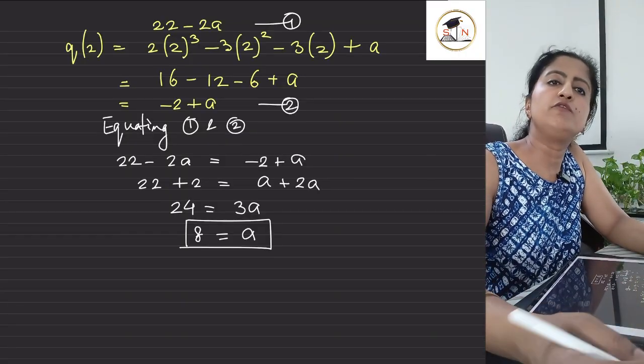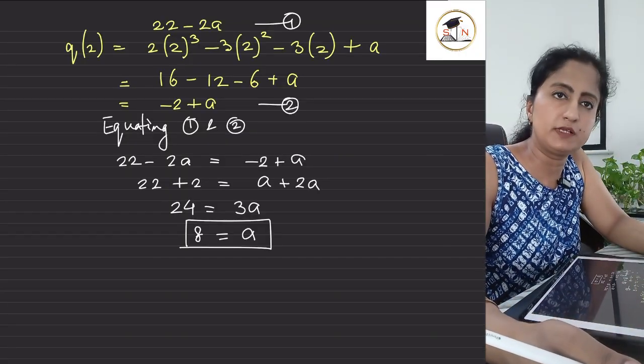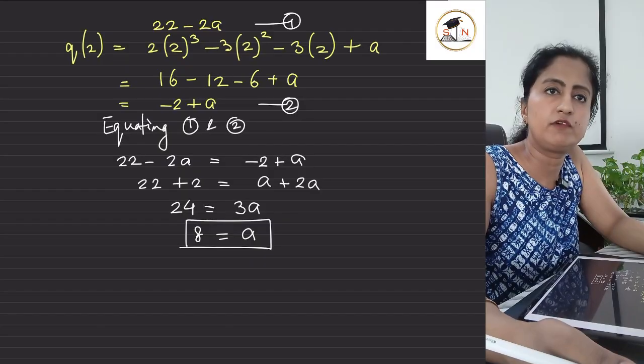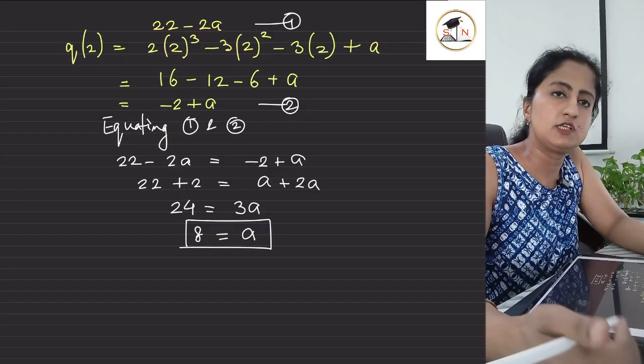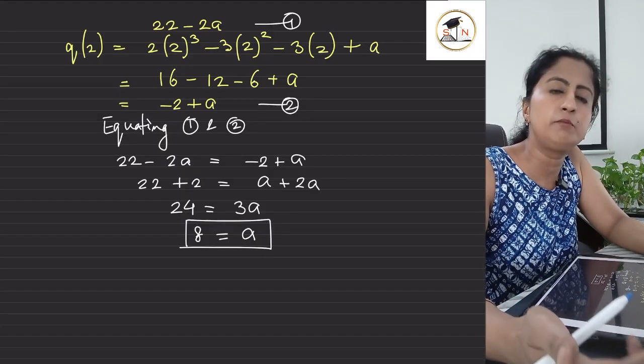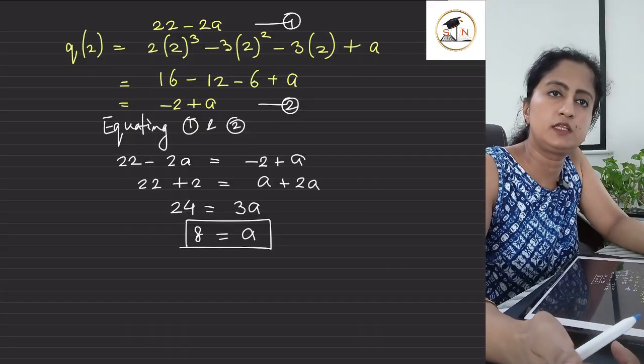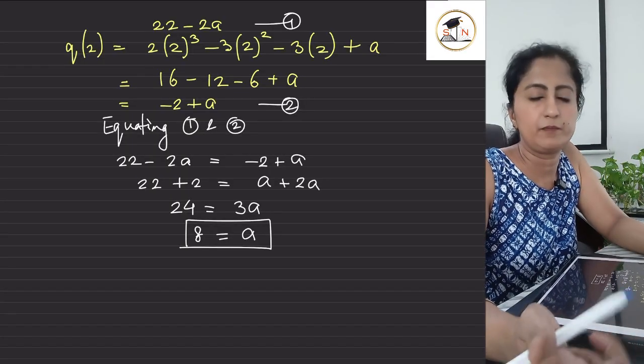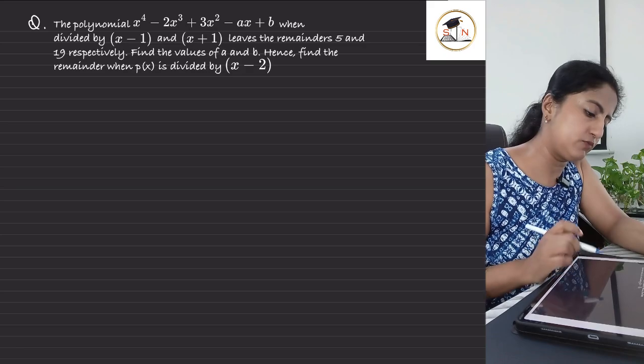In this question, we had one variable, two polynomials and one factor. We were told they were having the same remainders. So, we substituted the same 0 in both the polynomials and equated the remainders to get the value of a. Now, let's start with the next question.